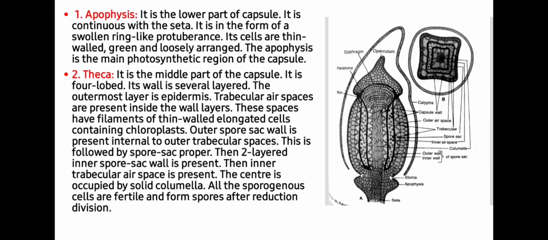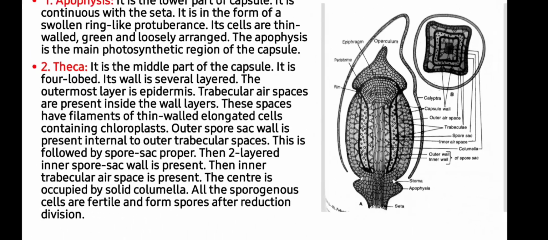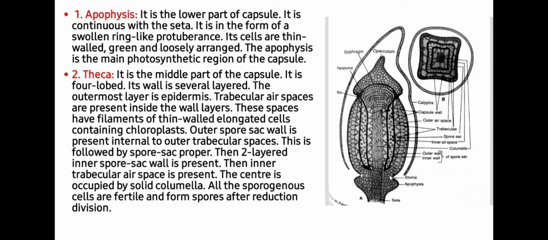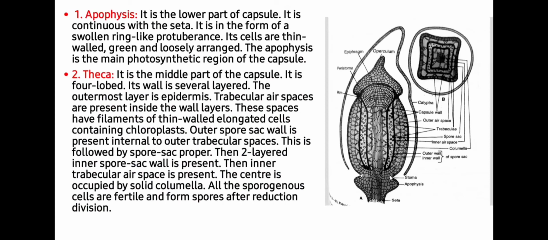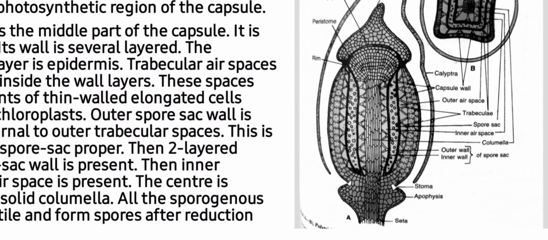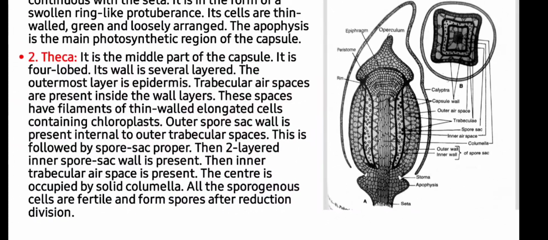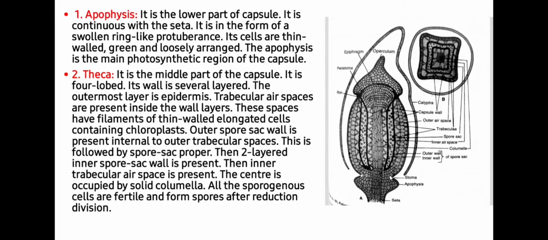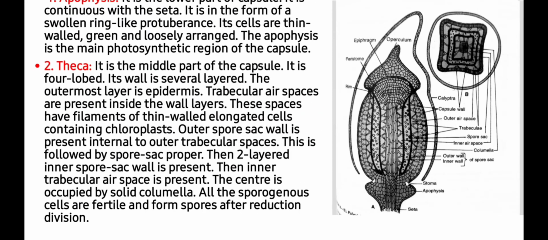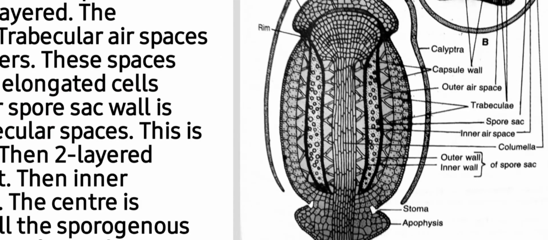So in this way the theca region is differentiated from other mosses like Funaria, because in Funaria you will find only outer air space, while here double air spaces are present and which further consist of trabeculae. Center is occupied by solid columella. All the sporogenous cells are fertile and form spores after meiosis.